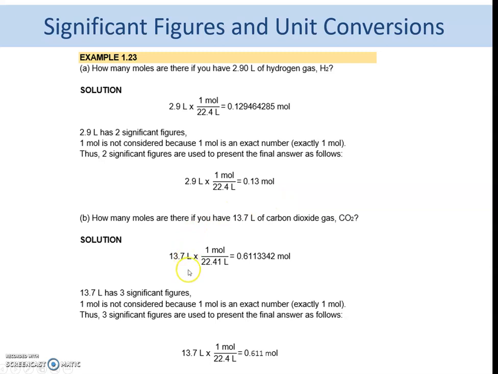And this is another more or less similar example you can see by yourself. You have to look into these problems: which one is a measured number? Whenever there is more than one measured number, you have to consider which one has the lowest significant figures, because these problems involve multiplication. That's why for such a problem, the answer is 0.611 mole, because we consider 3 significant figures from 13.7 liters.